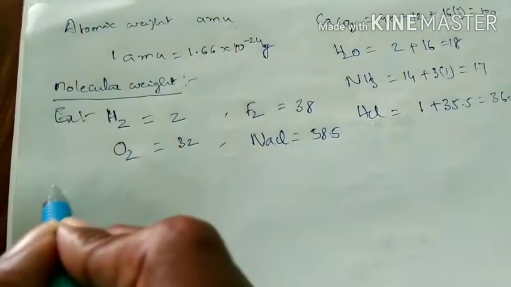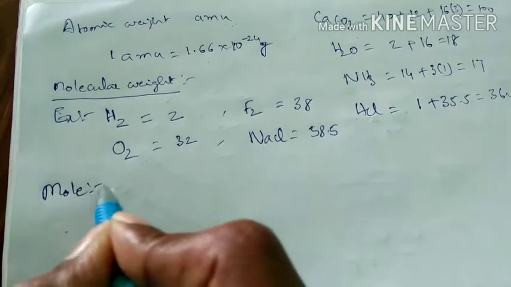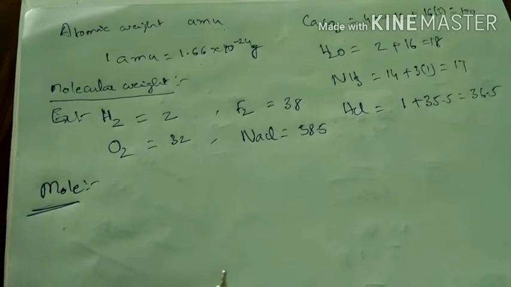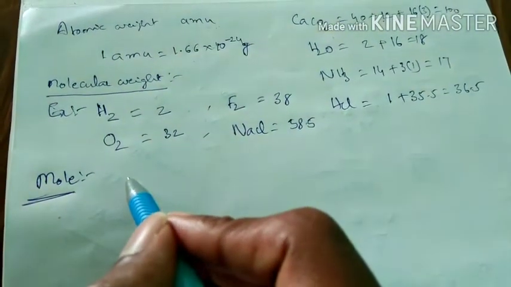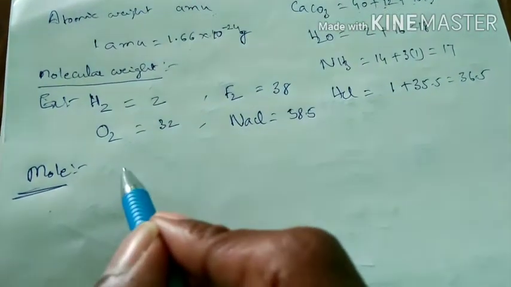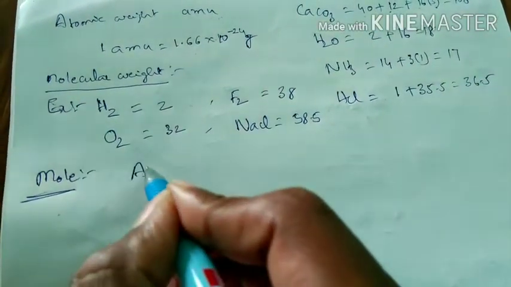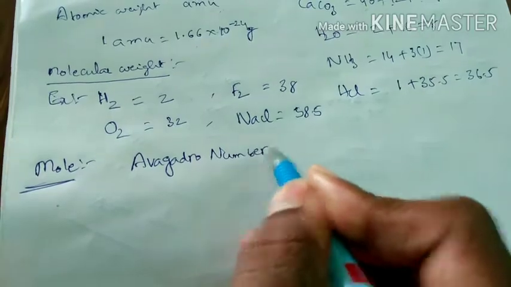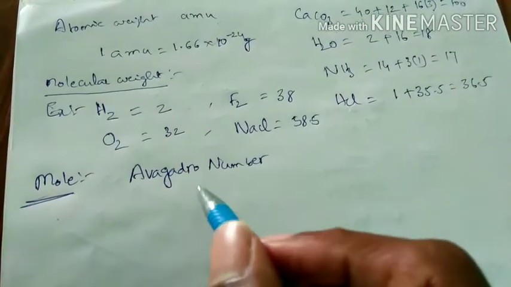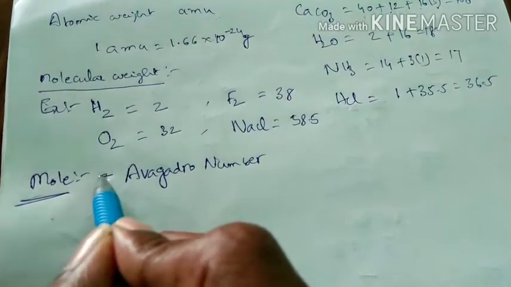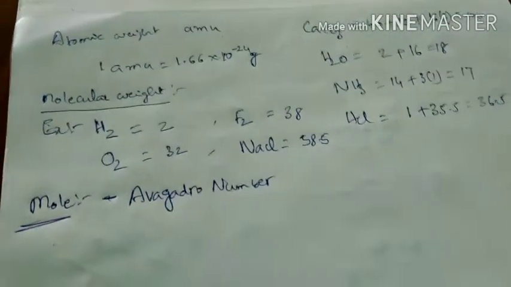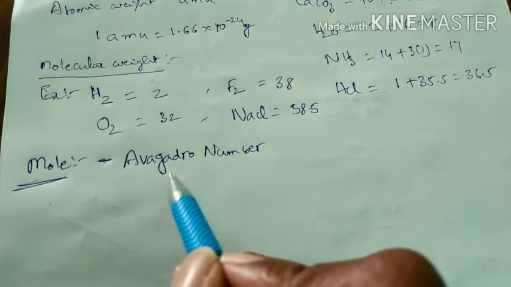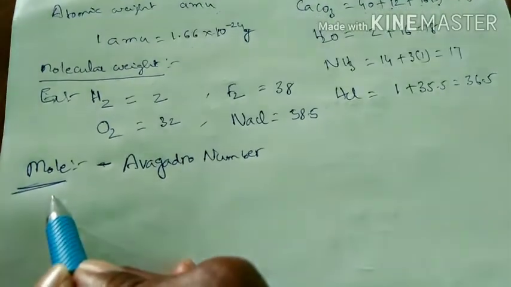Next topic, mole. This is a very important fundamental concept in chemistry. Mole is a substance which contains Avogadro number. I repeat once again, if a substance contains Avogadro number, that is called mole.